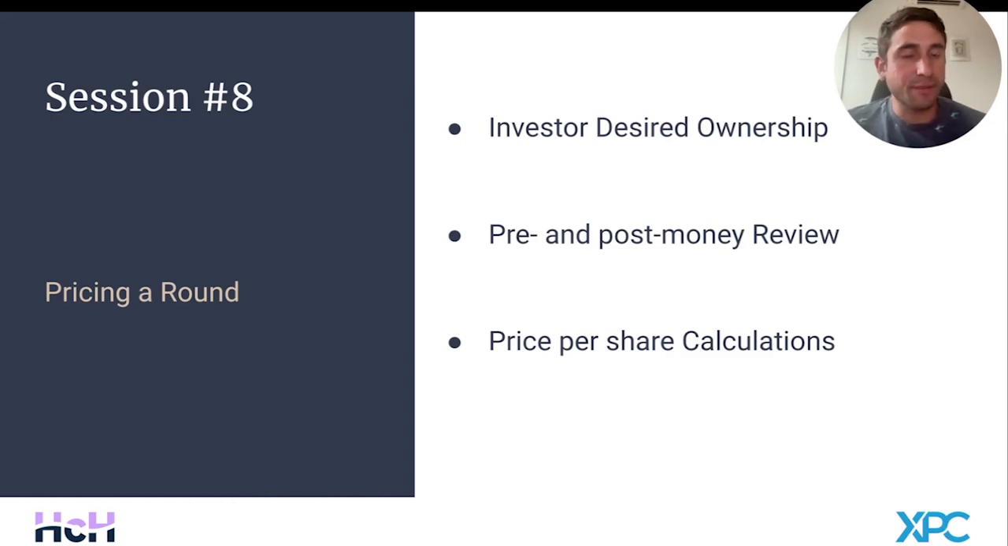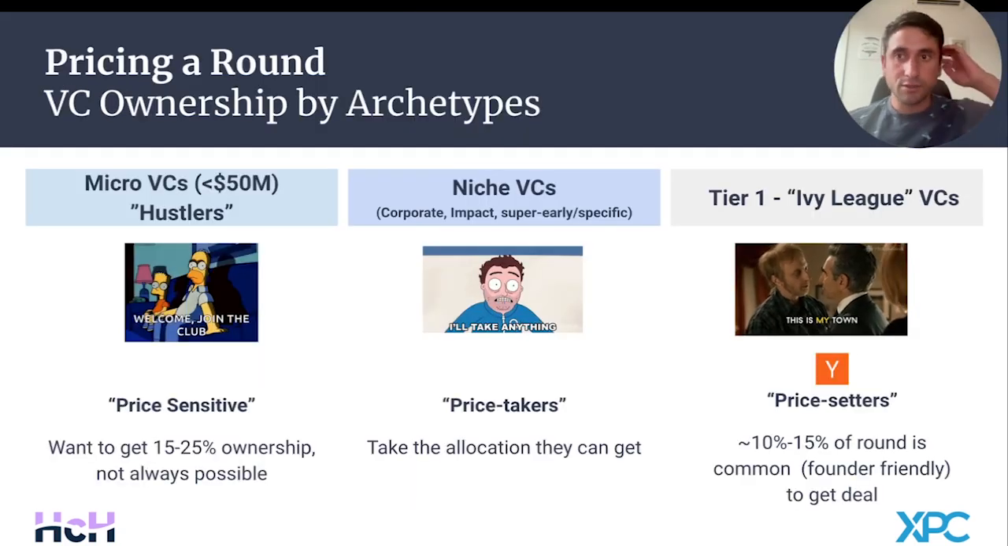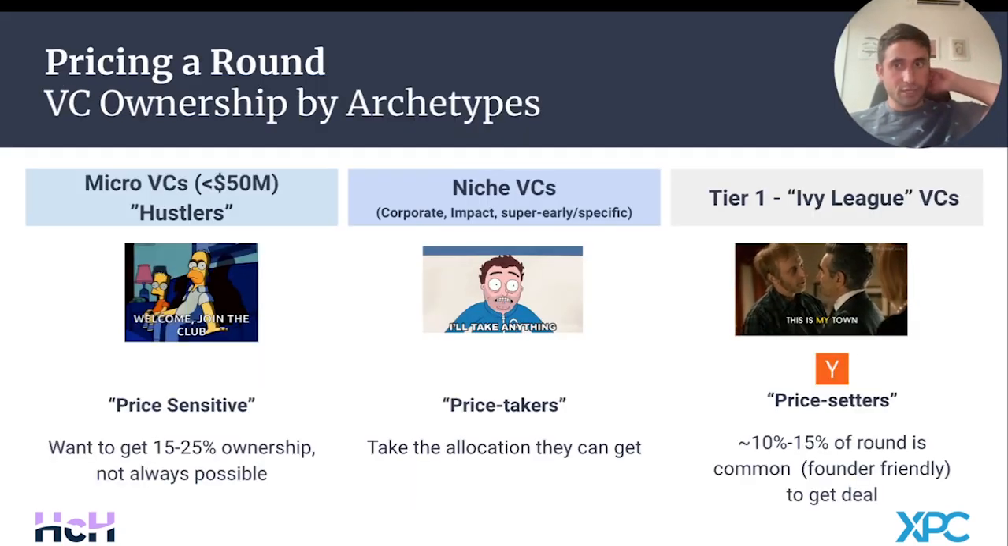So the first topic today is investor desired ownership. Two is pre and post money review. And three is two different price per share calculations. So in terms of VC ownership by archetype, there are some trends you can see.